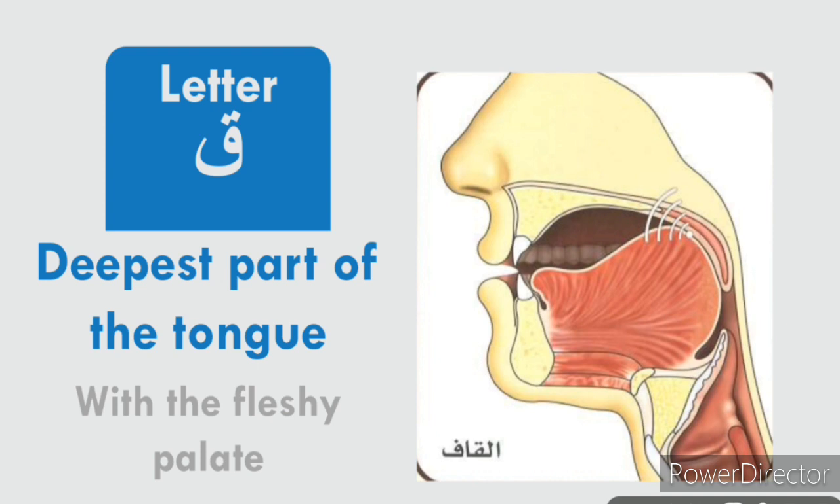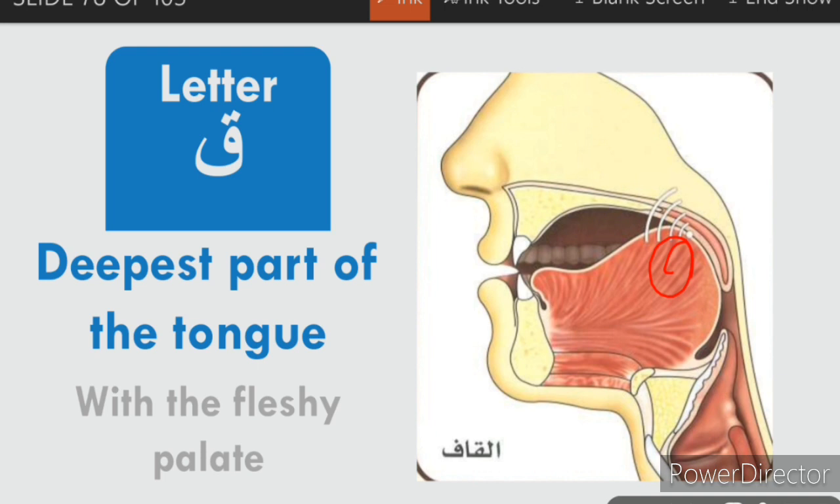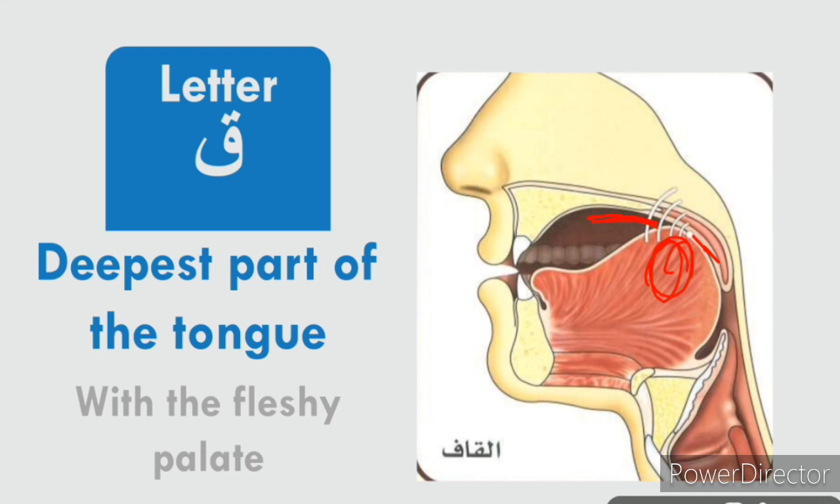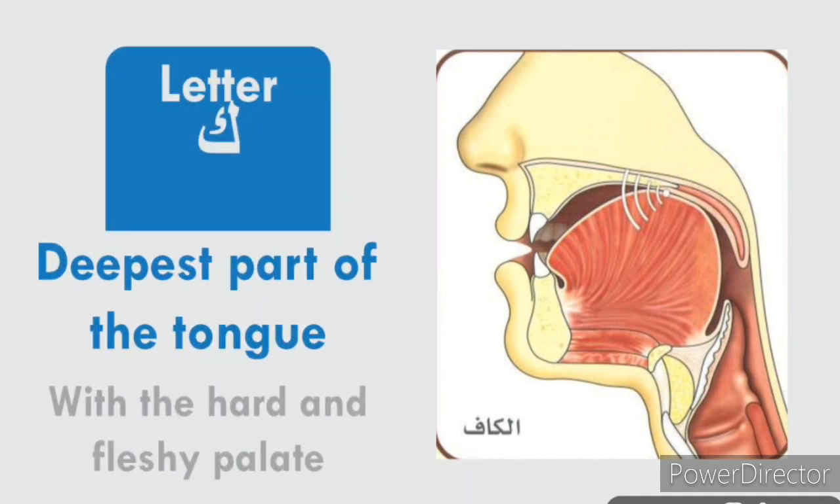Qaf, as you see here, is produced by the deepest part of the tongue with the upper roof of the mouth. And if you try to feel what is in the roof of the mouth, you will find that there is a hard part and a fleshy part. And letter Qaf is the deepest part of the tongue with the fleshy palate, like this. So this is the articulation point of Qaf.